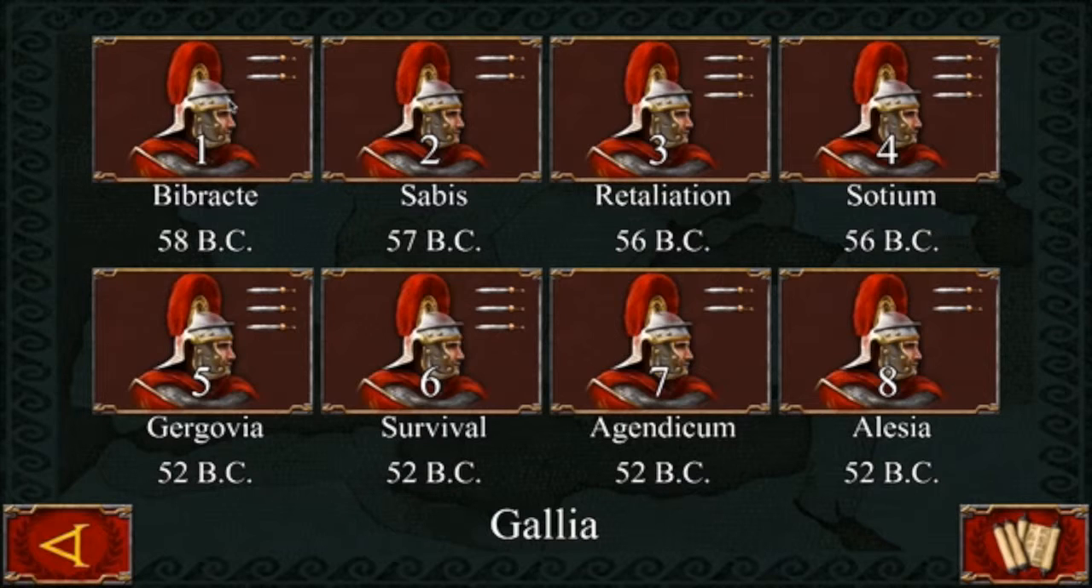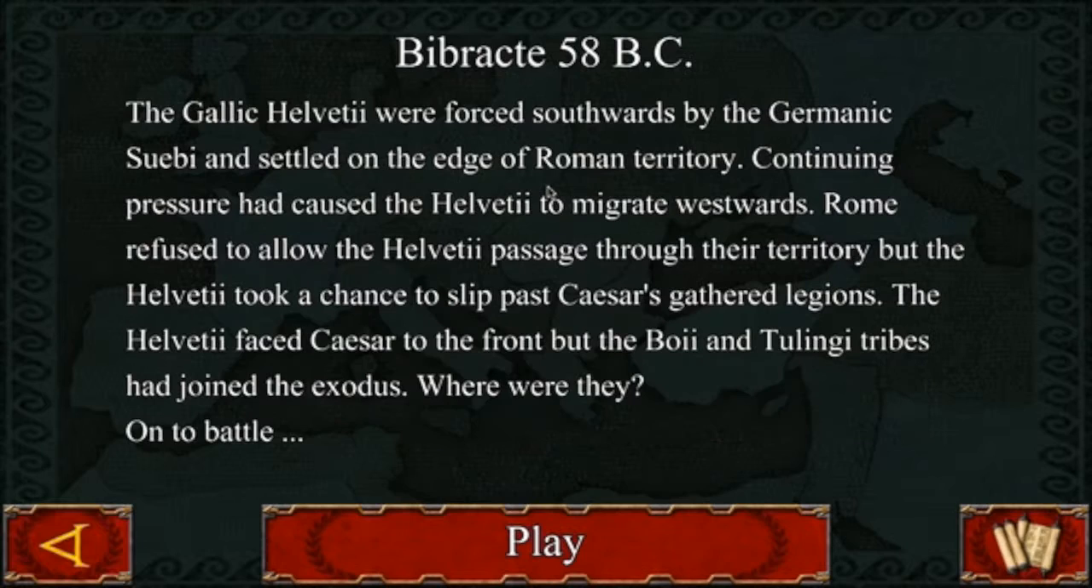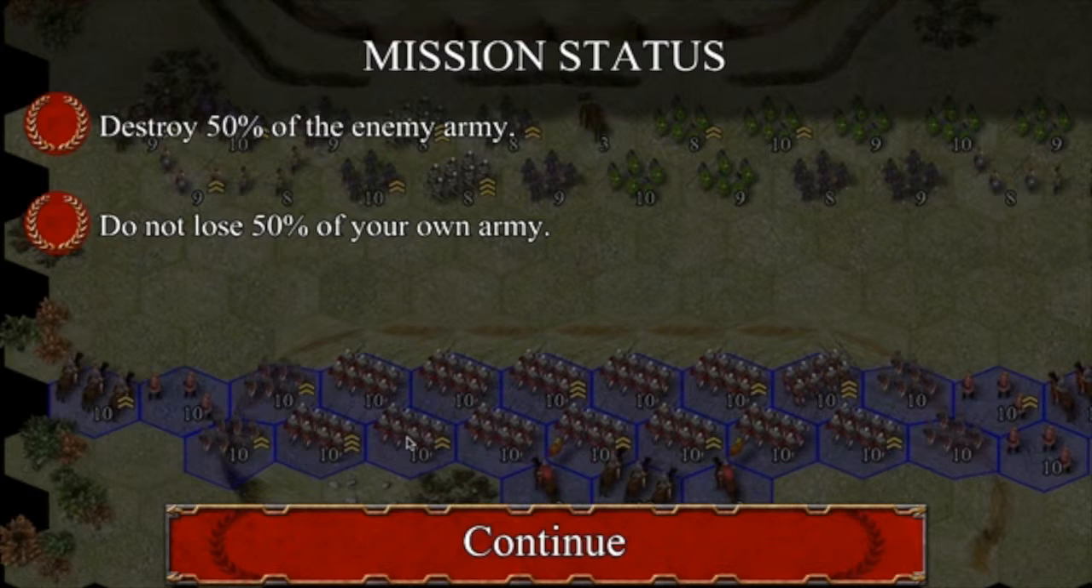So the mission we're going to be playing today is called Bibrocht. We're playing on casual to make things easier and to show you quicker. Each mission has its own unique background, formations, units, and goals that coincide with the actual historical facts that we will talk about later. As you can see, there is a goal to each mission. This one in particular is just purely dominate the enemy, destroy half their army without losing half of your own.